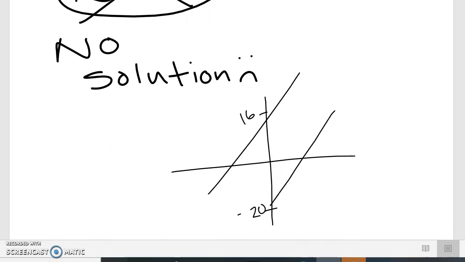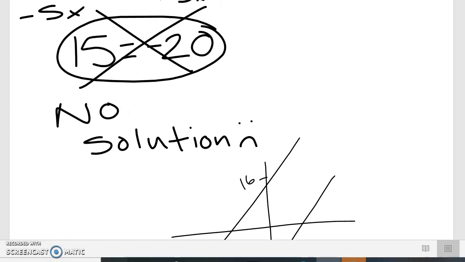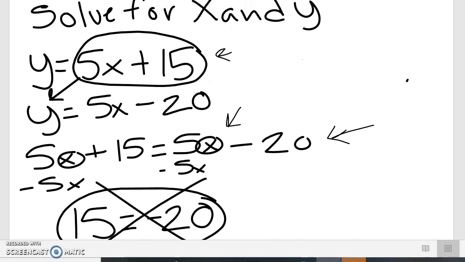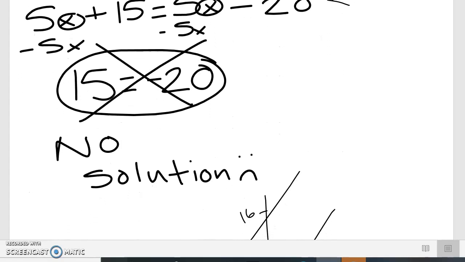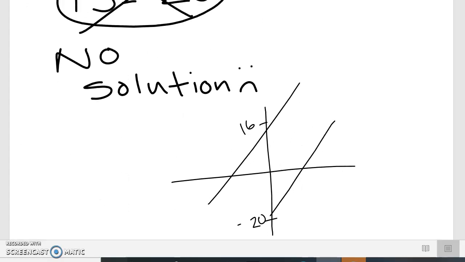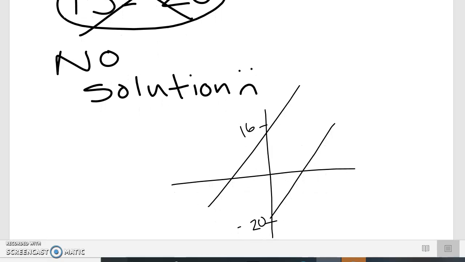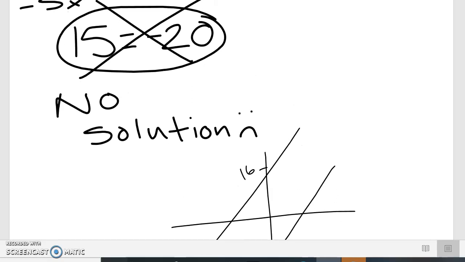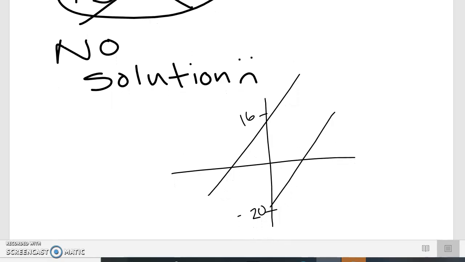And it's a no solution because if you were to graph this, they have the same slope. So there's nowhere that problem would intersect. So there's no coordinate or answer where they would intersect. And that's it.